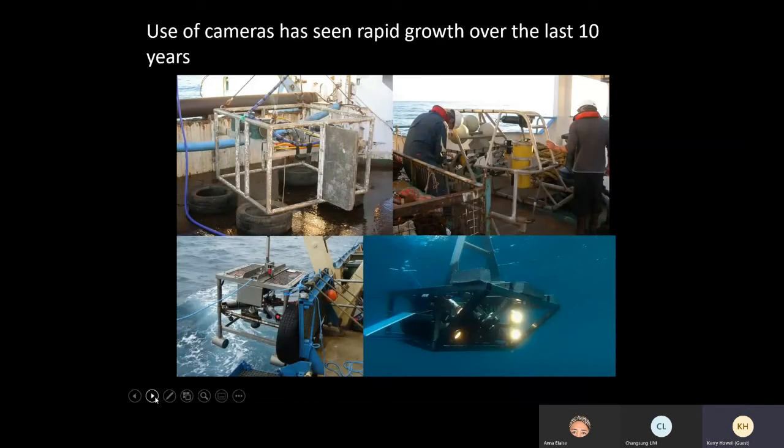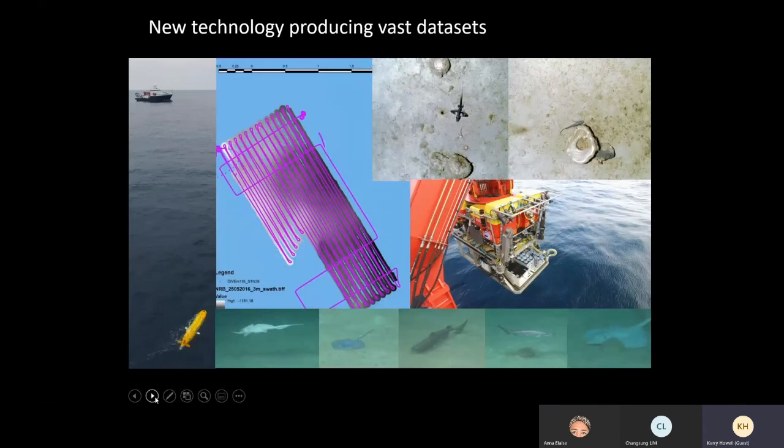As I'm sure you know, the use of cameras has seen rapid growth over the last 10 years. We started with drop camera systems and towed camera systems and have now progressed onto things like ROVs, remotely operated vehicles, and also autonomous underwater vehicles, AUVs. These new technologies are enabling us to produce quite vast data sets of both images and video of the seafloor. And these tools are increasingly used as a means to survey and monitor the epibenthic megafauna, particularly of the seafloor environment.